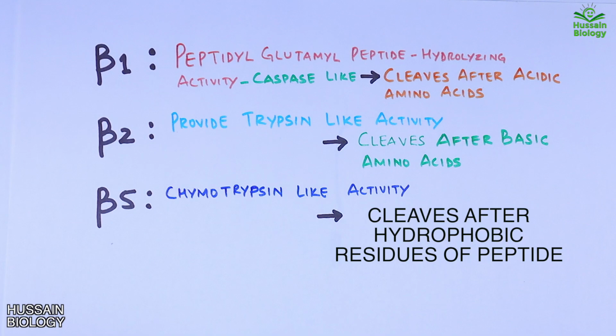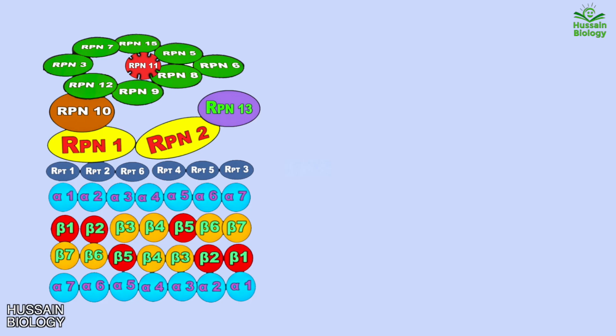So these beta catalytic residues degrade the proteins into small peptides, which are further acted upon by cytosolic proteases that break these peptides into amino acids. And these amino acids can be used in different processes like translation. This concludes the 20S core structure and function. Now let's see what is the structure of the 19S regulatory cap.